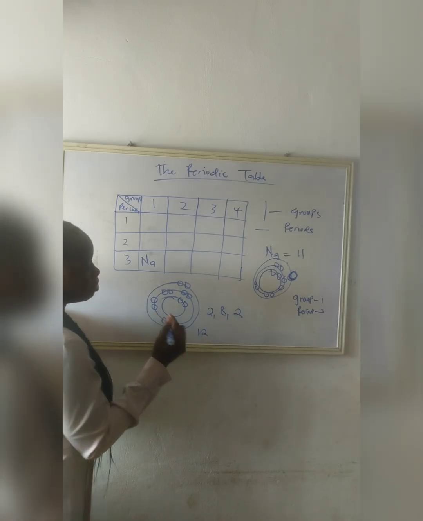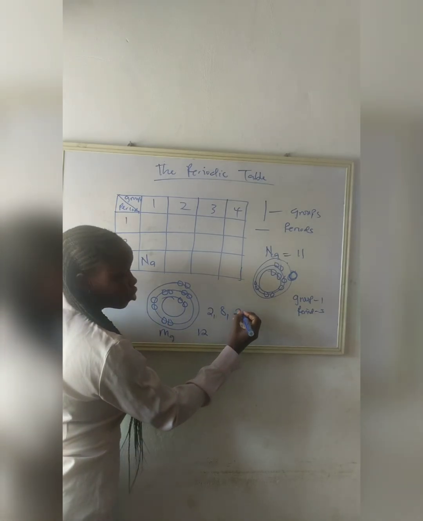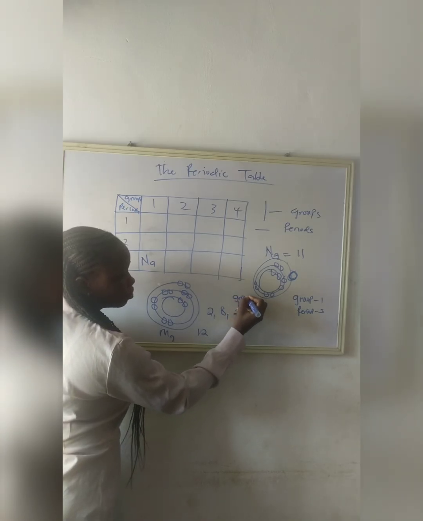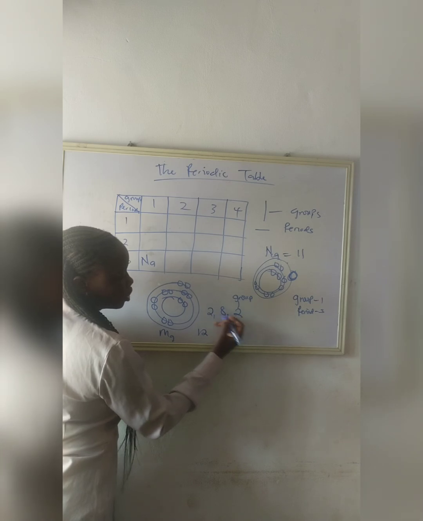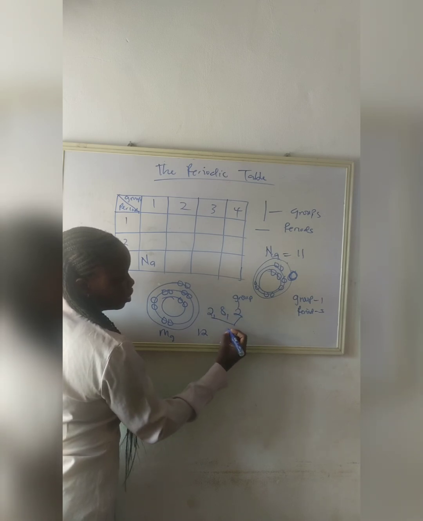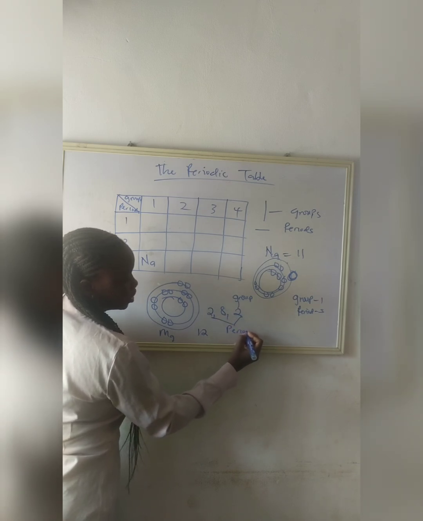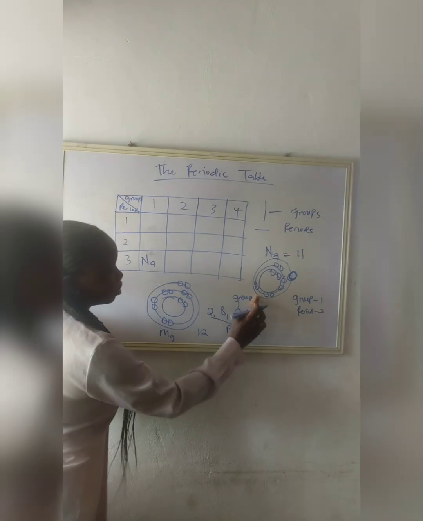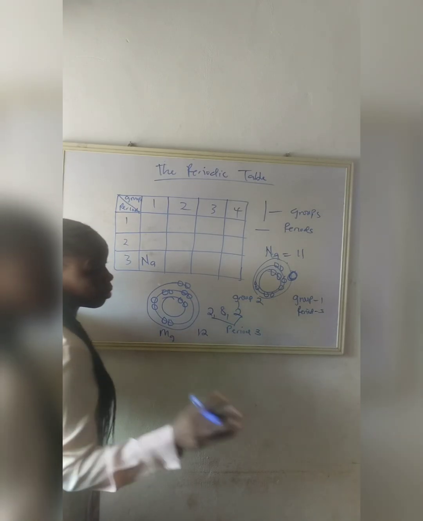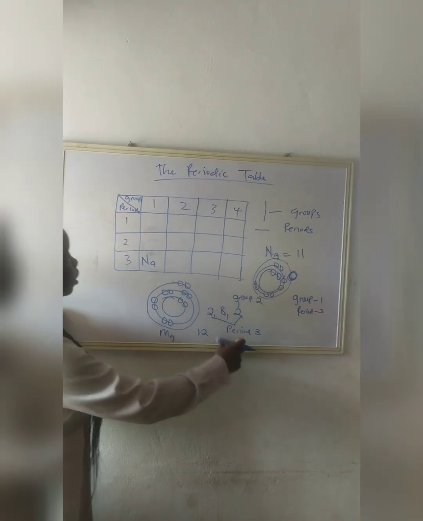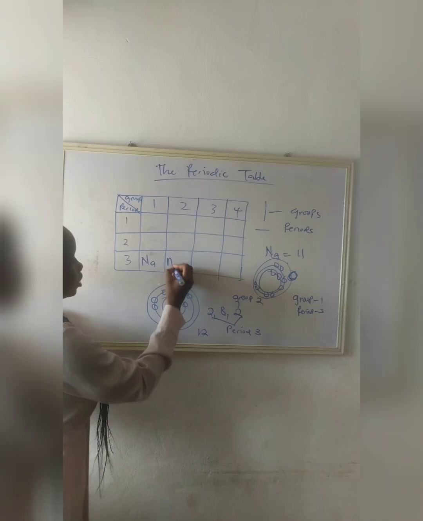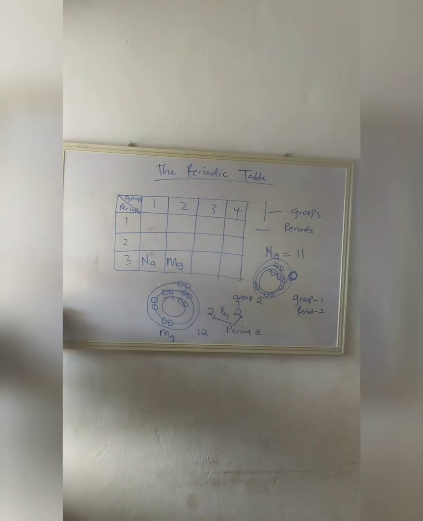So this means that magnesium has 2 electrons on the outermost shell. This is representing the group. 1, 2, 3 representing the period. That's the shell number, which is what? Period 3. This is group 2. Sorry about that. Group 2, period 3. So when you come here, where is group 2? This is group 2, period 3. So magnesium will be right there.